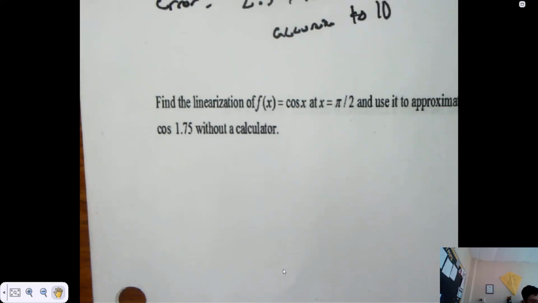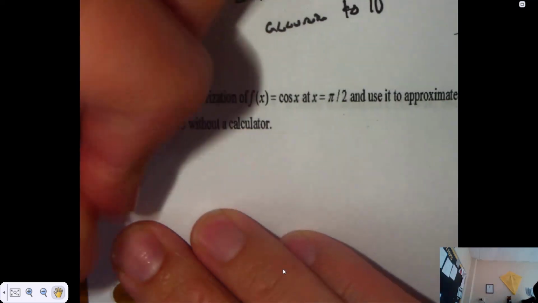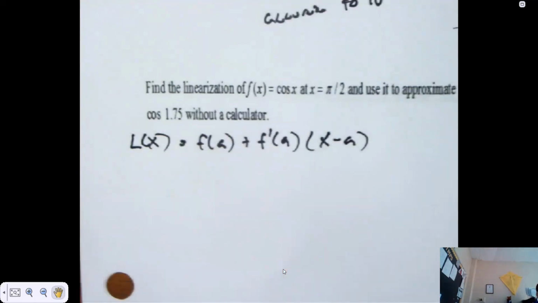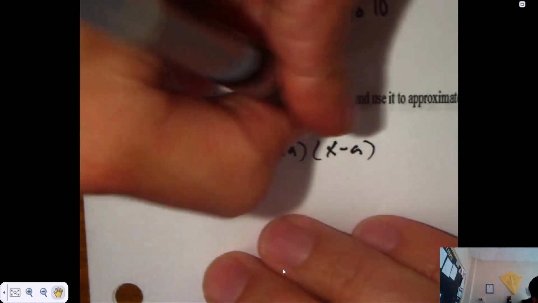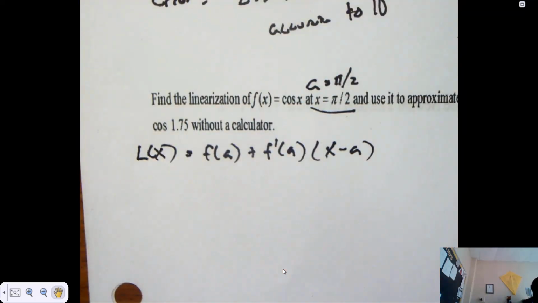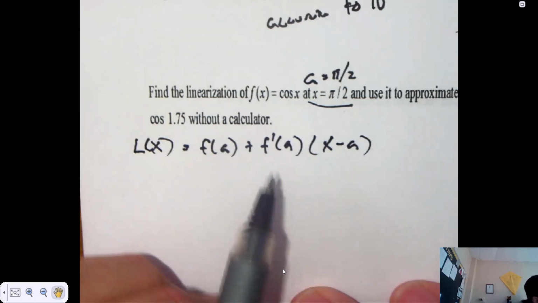Now, I'm going to write down the linearization formula again. Linearization of some x value is f of a plus f prime of a times x minus a. And they write stuff like this. I wish they would just say a equals pi over 2, because that's where the center is. That is a. Now your job is to do this stuff without a calculator. I know I'm going to need to find f prime.